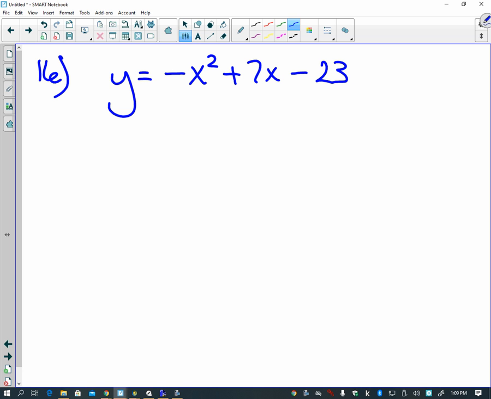Down. How do you know? Okay, down. Down is correct, but you have to pick an explanation as to why. Why does it open down? How do you know?